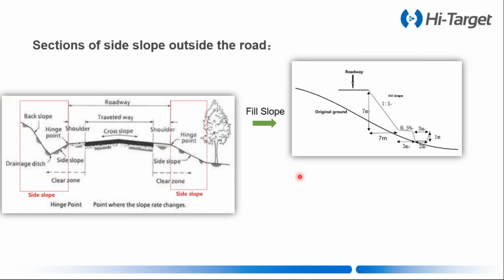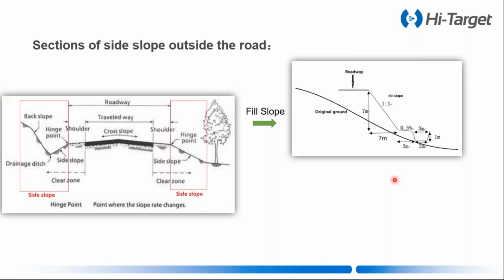The first one is named field slope. Here you can see this picture. In this picture, you can see the designed line is above the original ground. This is original ground, and this is design line. So we need to fill the construction materials up to this level.